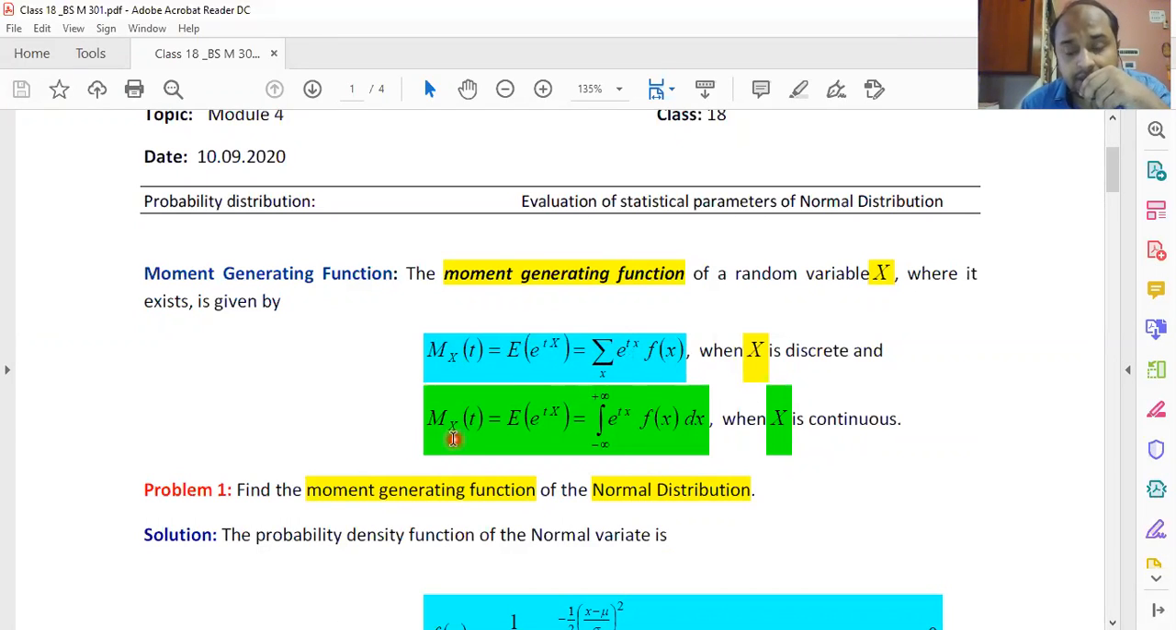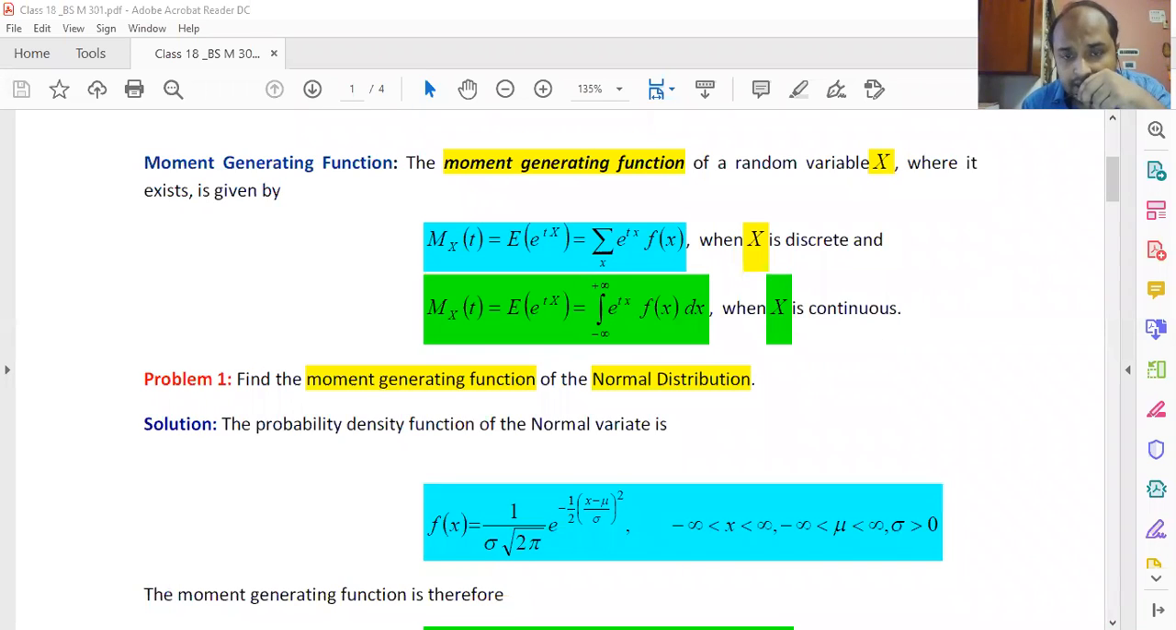And if capital X is continuous, its moment generating function is defined as expectation of e to the power t into capital X, which is the integration over the entire real line of the integrand e to the power tx multiplied by the corresponding probability density. Our first problem of today's class is to find the moment generating function of the normal distribution, and subsequently we are going to deduce the statistical parameters.